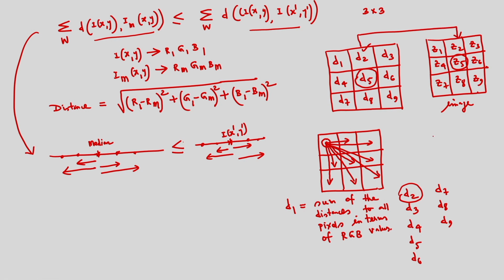So that means the pixel value Z5 will be replaced by the pixel value Z2, because the distance D2 is minimum, and corresponding to this D2, the pixel value is Z2. I am determining the median value corresponding to the center pixel. The center pixel is Z5. So that means Z5 will be replaced by Z2. Z2 is the pixel value, that is the RGB value I am considering. That is the vector pixel. So this is the concept of the vector median.